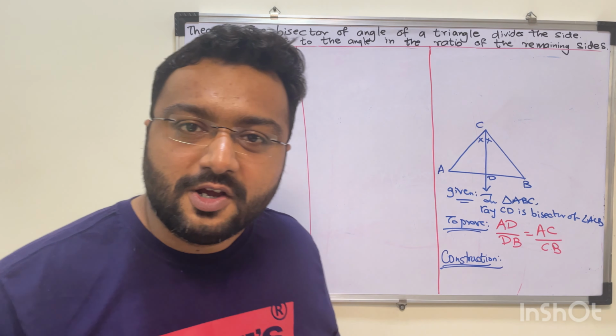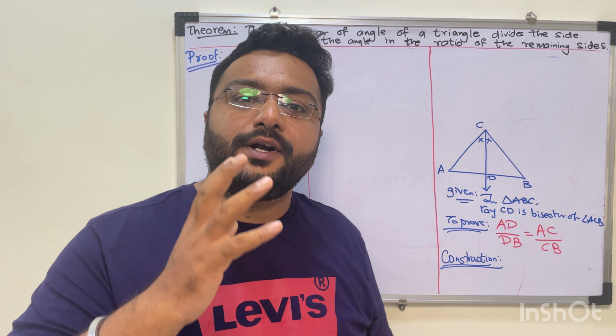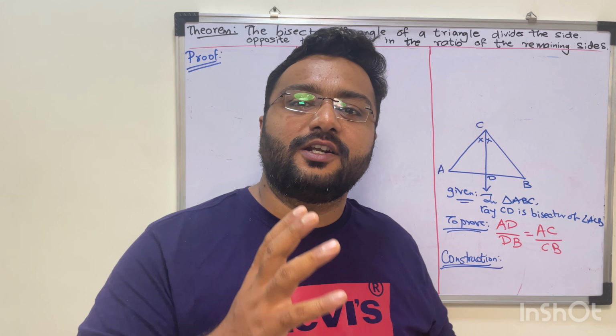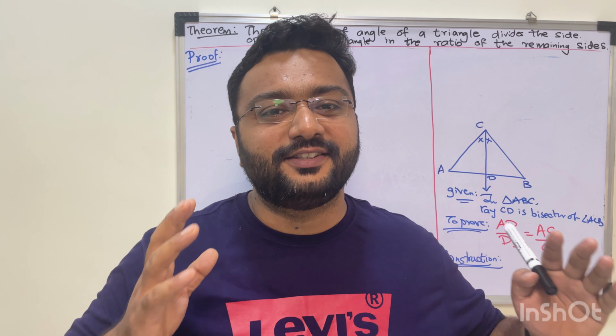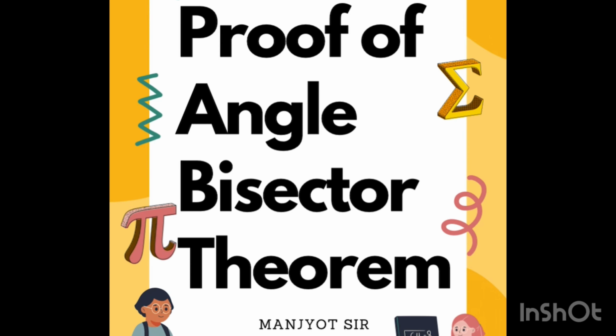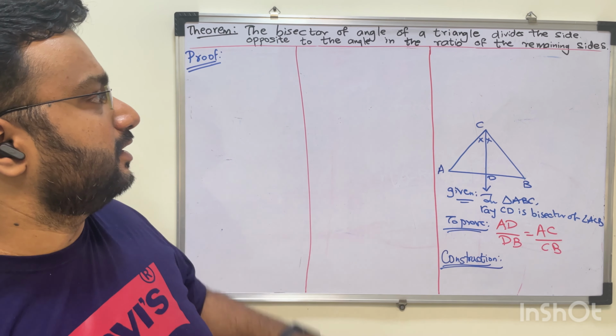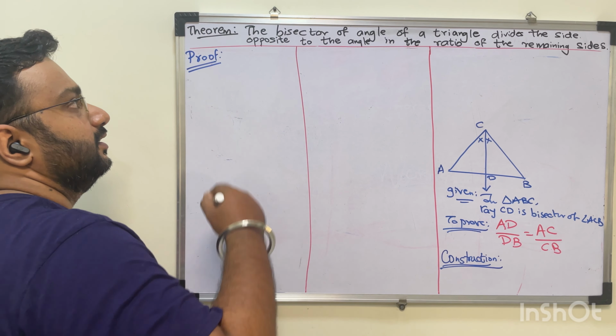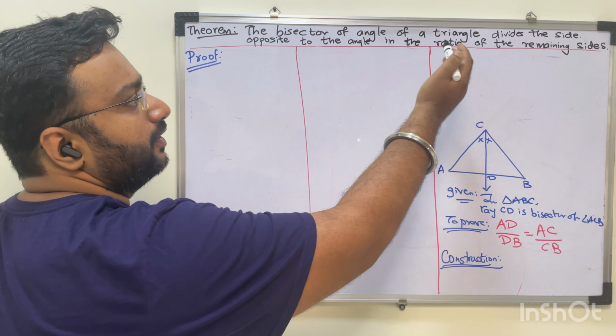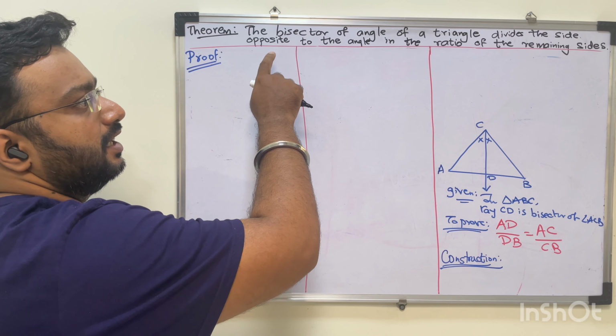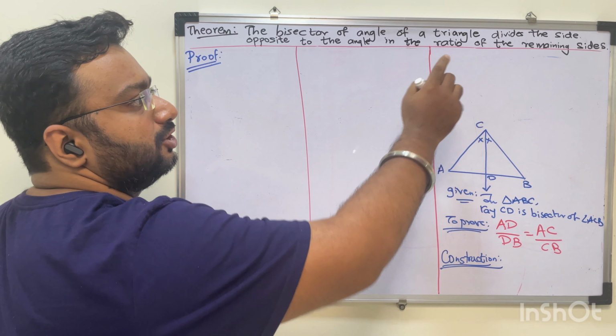So let's begin with the proof of property of angle bisector or angle bisector theorem. Let's begin. Observe here, the statement of this proof says that the bisector of angle of a triangle divides the sides opposite to the angle in the ratio of remaining sides.